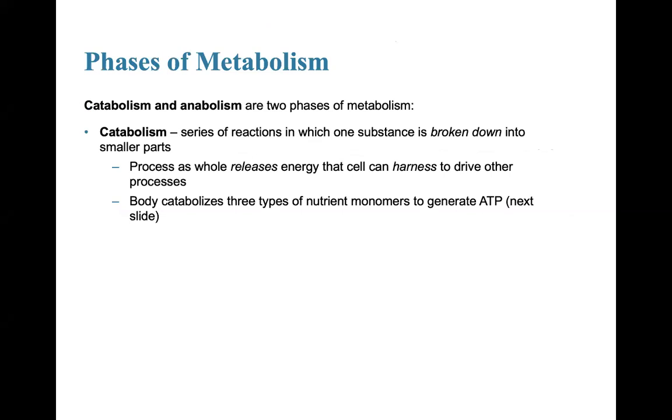Now there's two phases of metabolism. We have catabolism and anabolism. Catabolism is a series of reactions in which one substance is broken down into smaller parts. This usually involves breaking bonds, in which case you're going to end up releasing energy in the form of ATP.